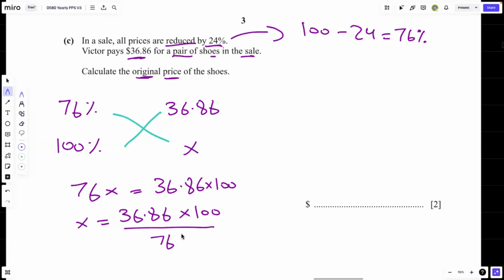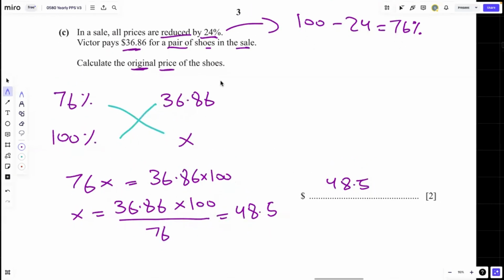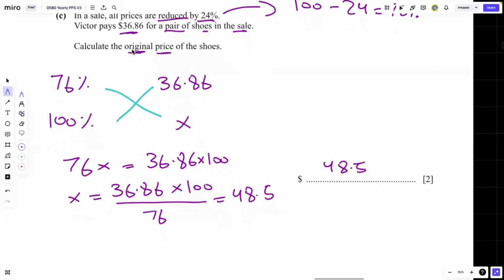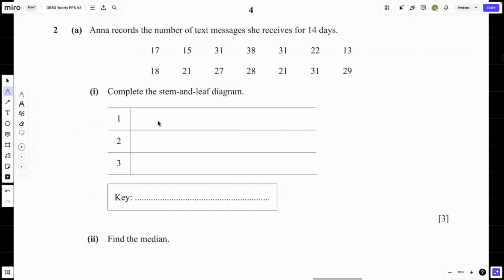And then we can just use a calculator: 36.86 times 100 divided by 76. That's going to give us 48.5, and that's the original price. You can even cross check: reducing 48.5 by 24%, you should get 36.86. That is how you can cross check your answer. Let's move on to the next question.